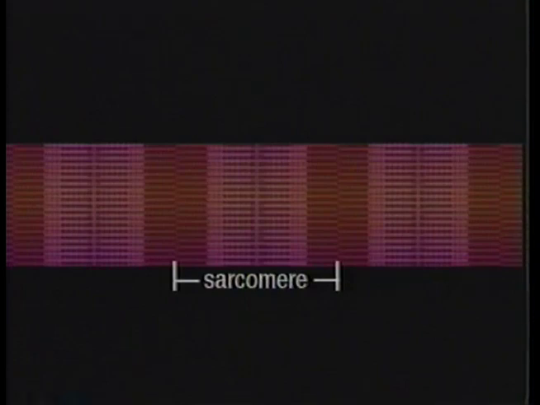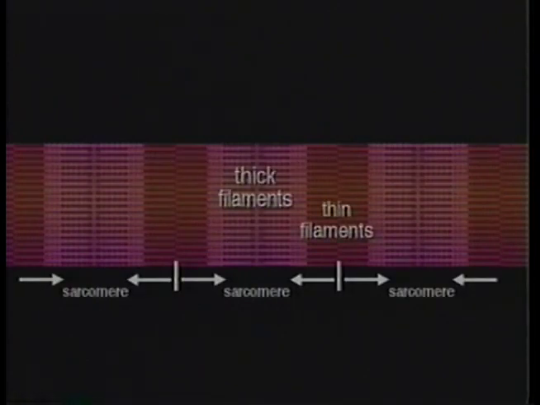A myofibril consists of a linear chain of sarcomeres. Sarcomeres are the smallest functional unit of a muscle fiber. They are composed of precisely organized proteins referred to as thick filaments and thin filaments. When these filaments slide past each other, the sarcomere contracts.